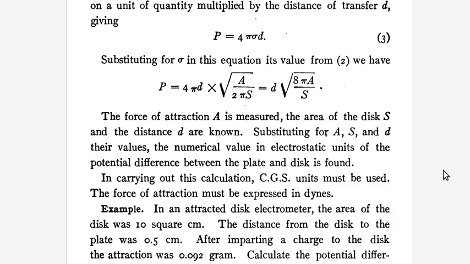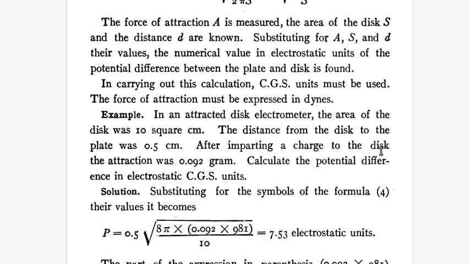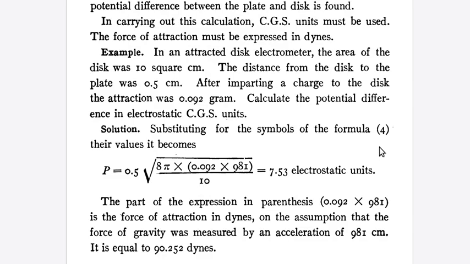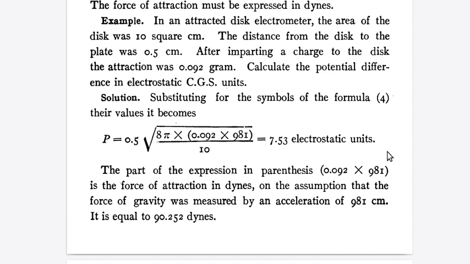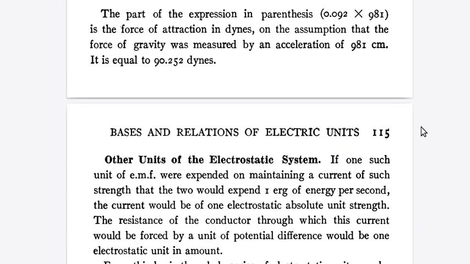Example: in an attracted disk electrometer, the area of the disk was 10 square centimeters. The distance from the disk to the plate was 0.5 centimeters. After imparting a charge to the disk, the attraction was 0.092 grams. Calculate the potential difference in electrostatic CGS units. Solution. Substituting for the symbols of the formula, that is, equation 4, their values, it becomes P = 0.5 times the square root of 8π times (0.092 × 981)/10, which equals 7.53 electrostatic units. The part of the expression in parentheses, 0.092 times 981, is the force of attraction in dynes, on the assumption that the force of gravity was measured by an acceleration of 981 centimeters per second squared. It is equal to 90.252 dynes.